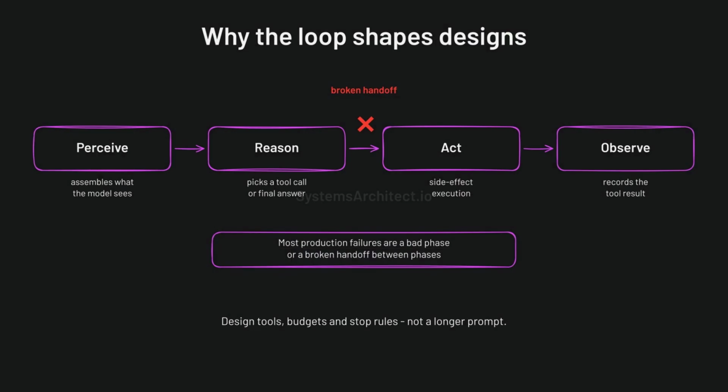Most production failures are a bad phase or a broken handoff between phases. Once you see the agentic loop, you design tools, budgets, and stop rules. You stop hoping a longer prompt will fix runs.